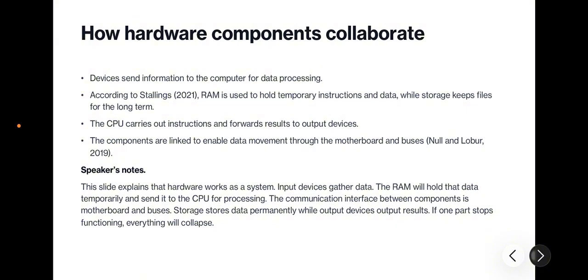This slide explains that hardware works as a system. Input devices gather data. The RAM will hold that data temporarily and send it to the CPU for processing. The communication interface between components is the motherboard and buses. Storage stores data permanently while output devices output results. If one part stops functioning, everything will collapse.